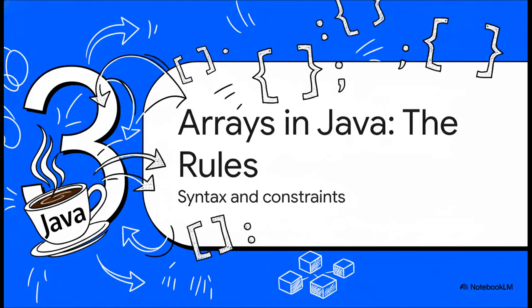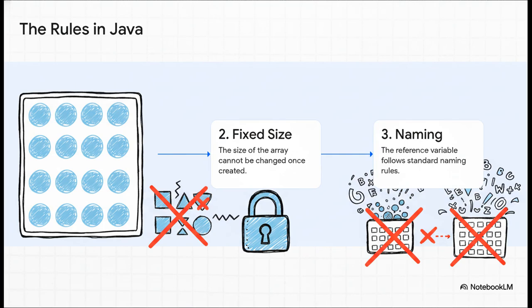Okay, so for this whole series, I'm going to be using Java as the example. So let's look at the specific rules for arrays in Java, because there are a few things you really need to know. In Java, there are two really big rules for arrays that you just can't break. Rule number 1, everything in the array has to be the same type. You can have an array of integers or an array of strings, but you can't mix them. This is called being homogeneous. And rule number 2, and this is a big one, the size is fixed. Once you decide your array will hold, say, 5 things, it's always going to hold 5 things. You can't make it bigger or smaller later on.